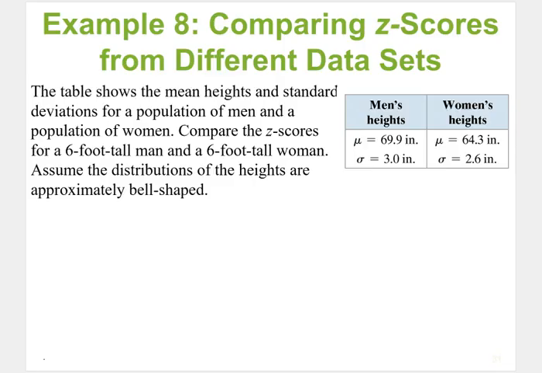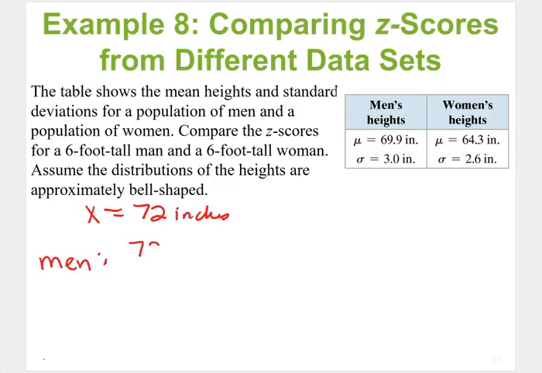All right, in this case, we're going to compare men's heights and women's heights. So there is the mean and standard deviation for both men and women. So it says compare the z-scores for a 6-foot-tall man and a 6-foot-tall woman. All right, so in both cases, X is going to be 6 feet, which is 72 inches. So that's what we're looking at in each case. But we have to do the men first, and then we have to do the women. So let's do the men.